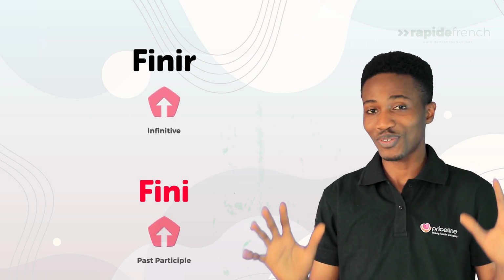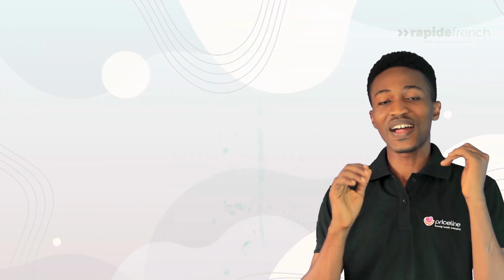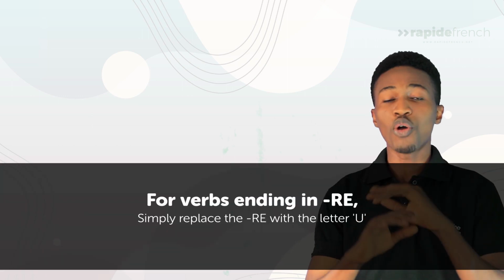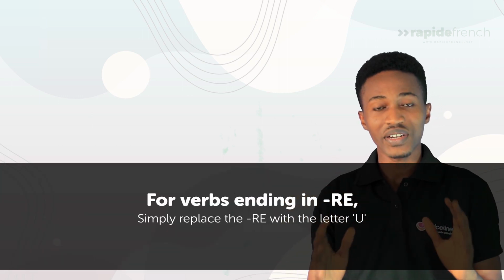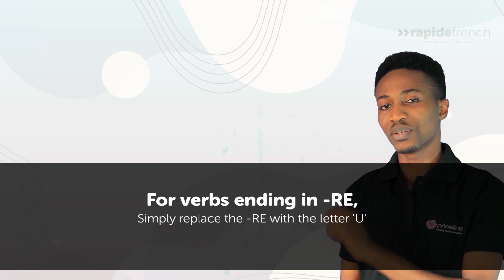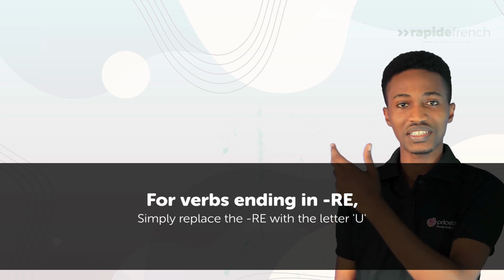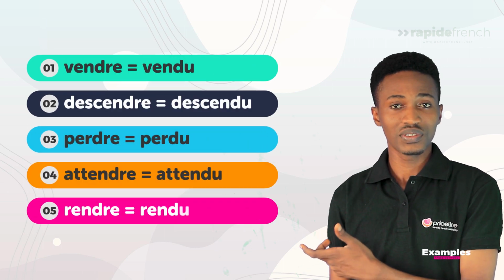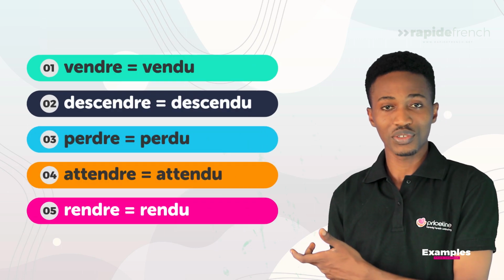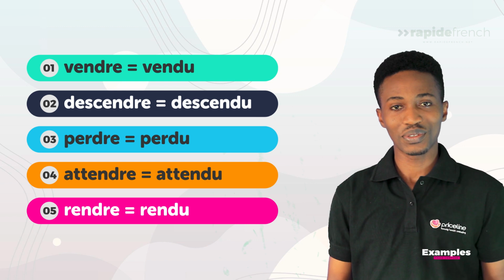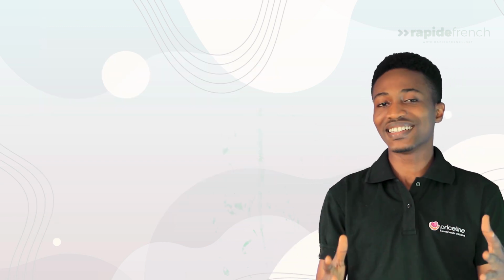We're going somewhere, just follow me, okay? And for RE verbs, all you need to do is to remove the RE and replace it with U. So these are some examples. Vendre becomes vendu, descendre becomes descendu, and other examples. C'est bon?